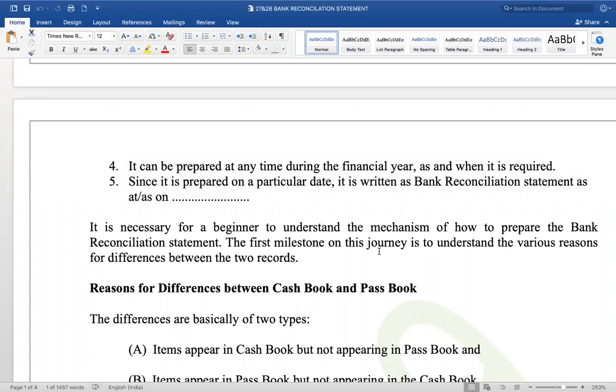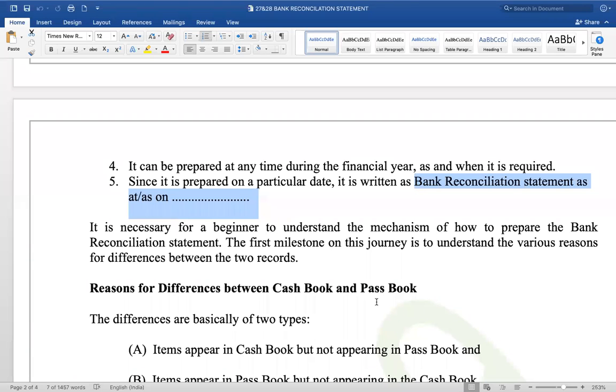Since it is prepared on a particular date, the heading that you have to give is bank reconciliation statement on so and so date, on whichever date you're preparing. For example, if Rohit is preparing, then bank reconciliation statement of Rohit on so and so date. That is how you have to prepare. That should be the heading.